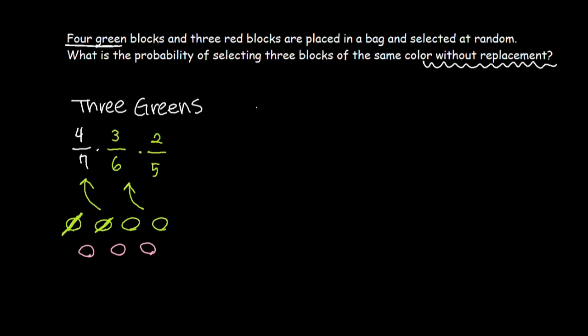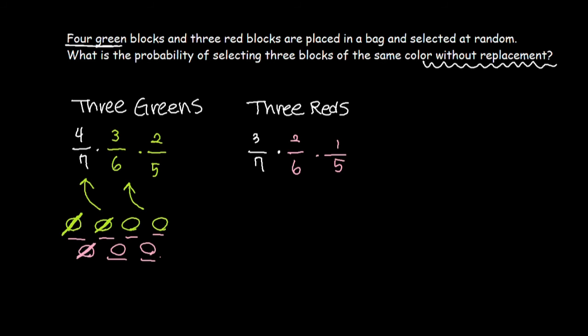Next case is when you have 3 red. So when you pull 3 red blocks consecutively, well, you start off with 7 blocks again. And how many reds do you have? You have 3. Same thing, subtract 1 in both numerator and denominator. So you're going to have 2 over 6 and 1 over 5. Because you're going to be left with, for example, 6 blocks in total. So 1, 2, 3, 4, 5, 6 blocks in total, and you're going to be eliminating 1. So you're going to be left with 6, but only 2 red. Eliminate another 1, you're going to be left with 1 red.